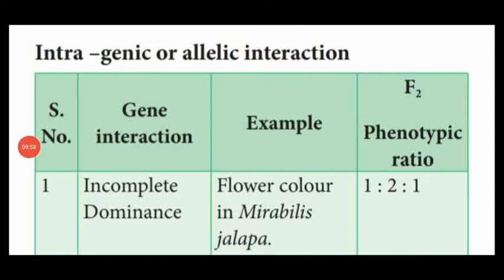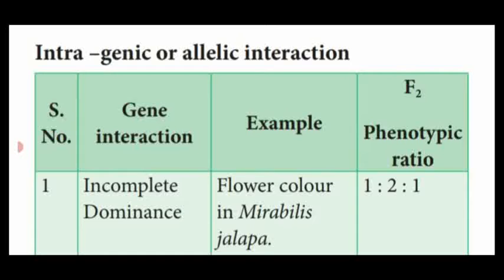Dear students, this is some example given in the table column for intragenic or allelic interaction. Once again, the important 2-mark question: What is intragenic gene interaction? The interaction taking place between the two alleles present in the same gene is said to be intragenic gene interaction. For this, some examples are given here. It's a very important 1-mark question.